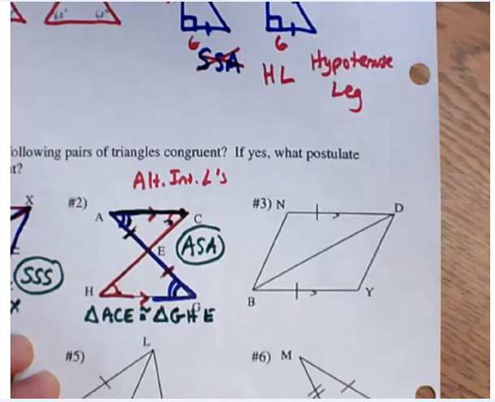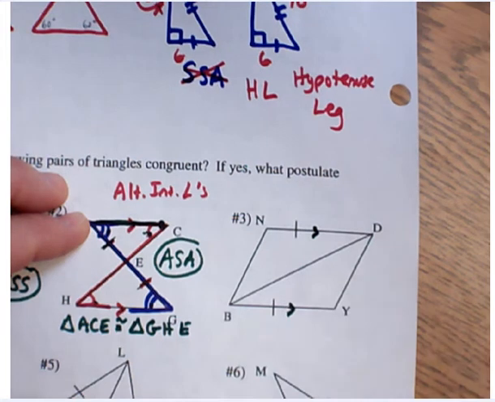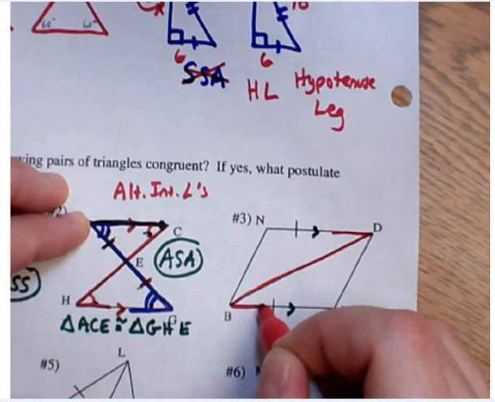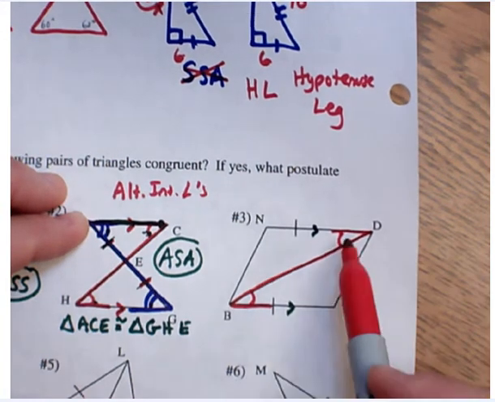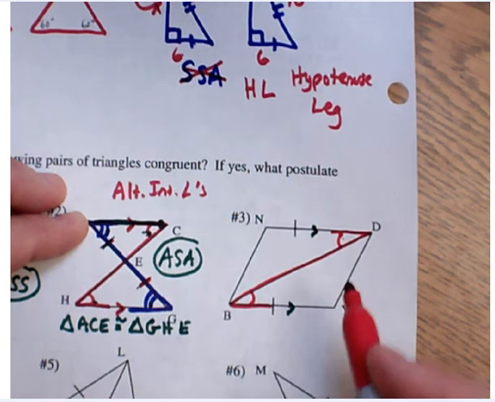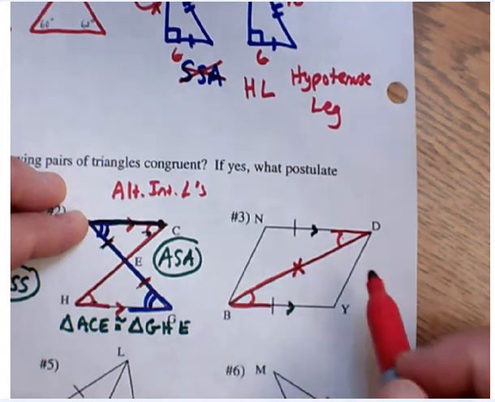Number 3, again you have parallel lines. Look for the Z. The Z is one of the most common relationships to have. Alternate interior angles, those have to be congruent. Now we've got one set of congruent angles, one set of congruent sides. Well, what else do we know? You have a side, common side in the middle.